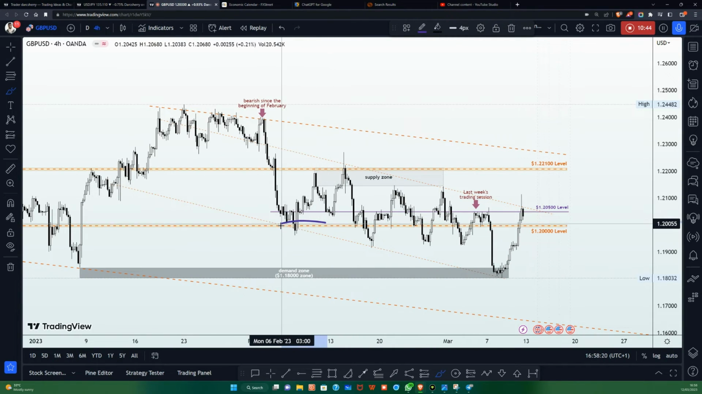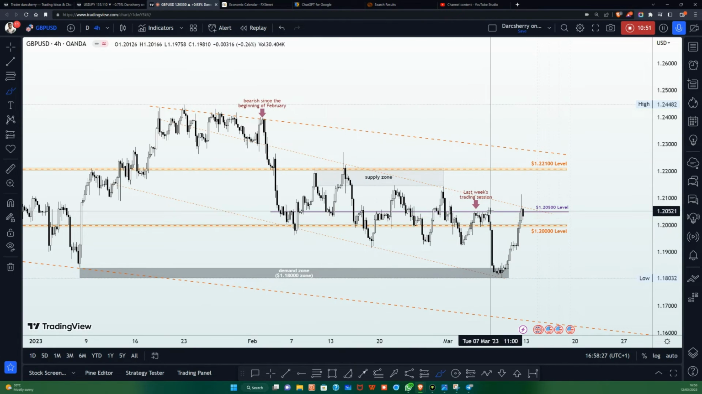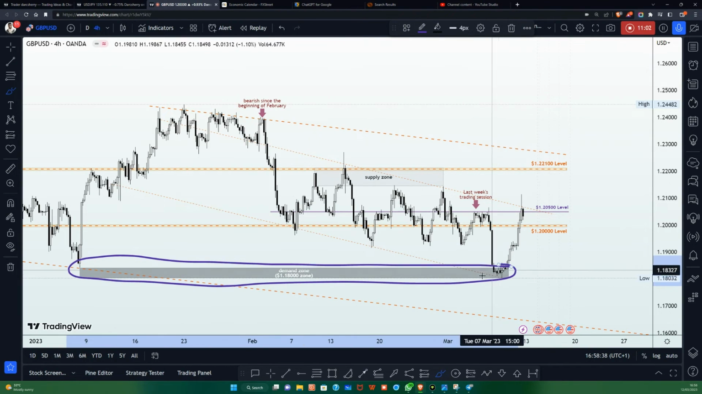Now, we also have a structure at the 1.200 area, where I told you on the daily time frame price action is back into, as this was where the last week trading session started. Price action is back into that structure. Then remember the demand zone we identified on the daily time frame at around the 1.18 area.